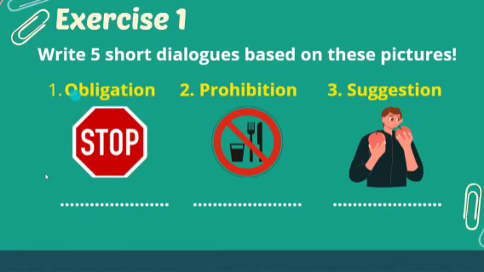Okay, and number 4, it's obligation. And if you see the picture, there is a woman wearing a mask. Kalian bisa membuat short dialogue dengan gambar ini. And the last one is prohibition. And the picture is, there is a cigarette, tapi ada tanda silangnya ya, atau tanda dilarangnya. So you must make 5 short dialogues. Okay? You can look again at my previous explanation dari contoh dialog yang sudah Miss Devi tunjukkan. That's for the exercise 1.